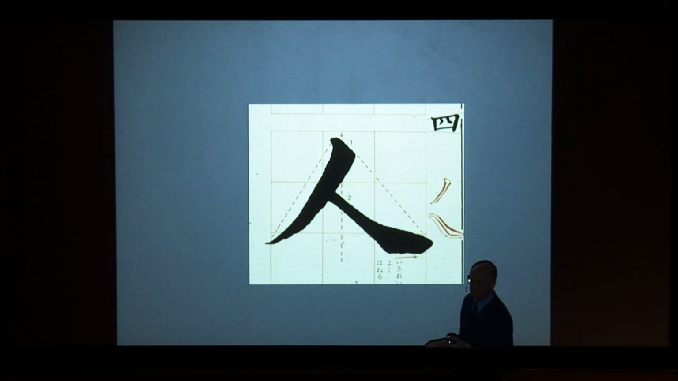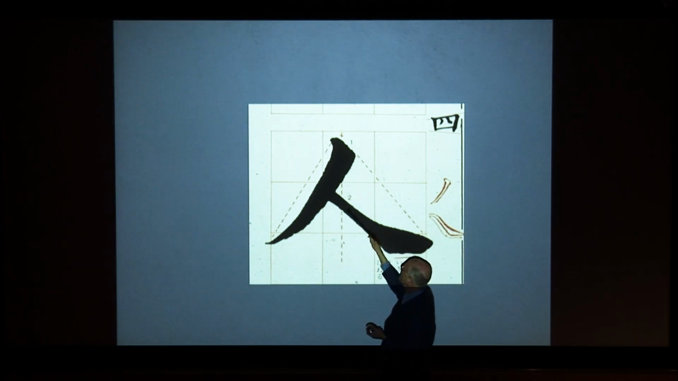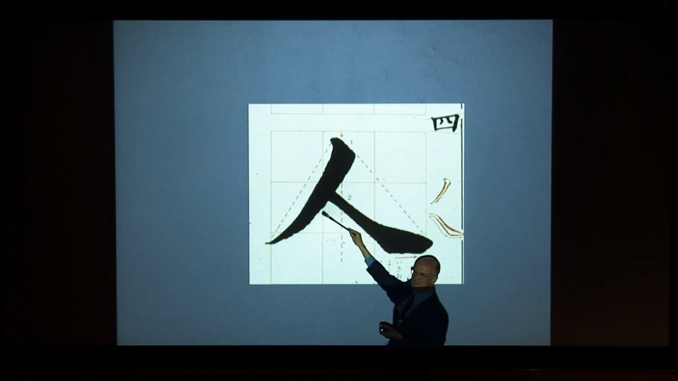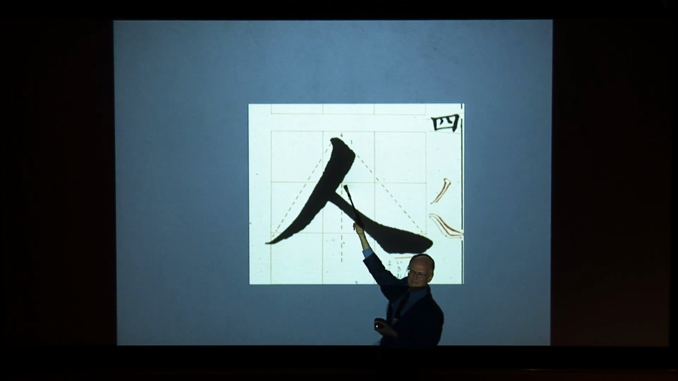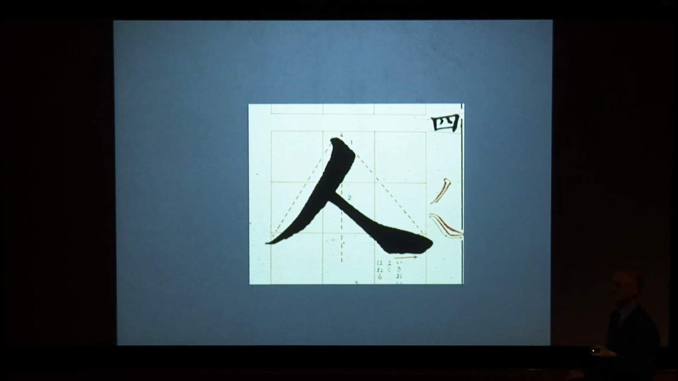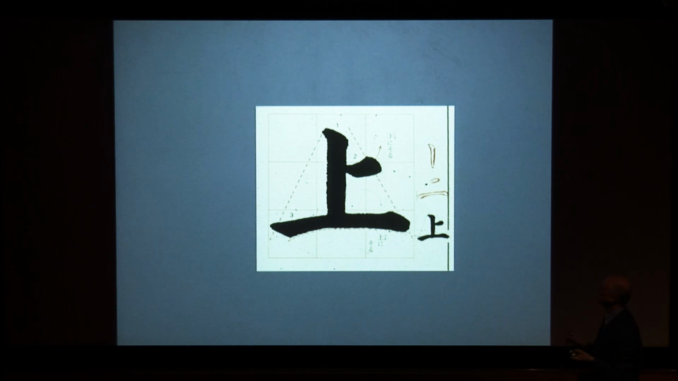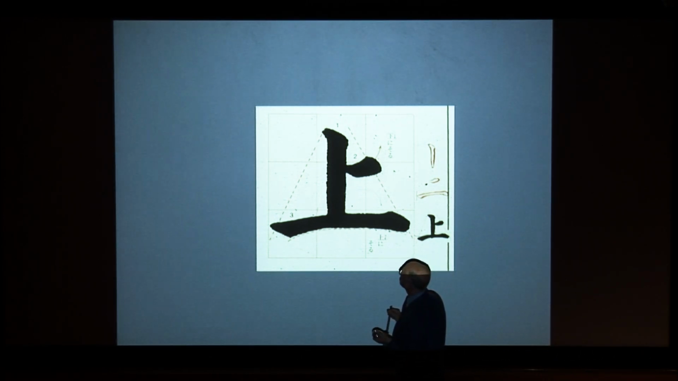But structurally, you've got to get it just right. 1, 2. If you put 2 too far down, the character will look kind of boring. If you put it up too high, that will look very uncomfortable too. There's a kind of inner architecture in each character that has to be done just right if it's going to be beautiful. This is the character shang, which means above or to go up.